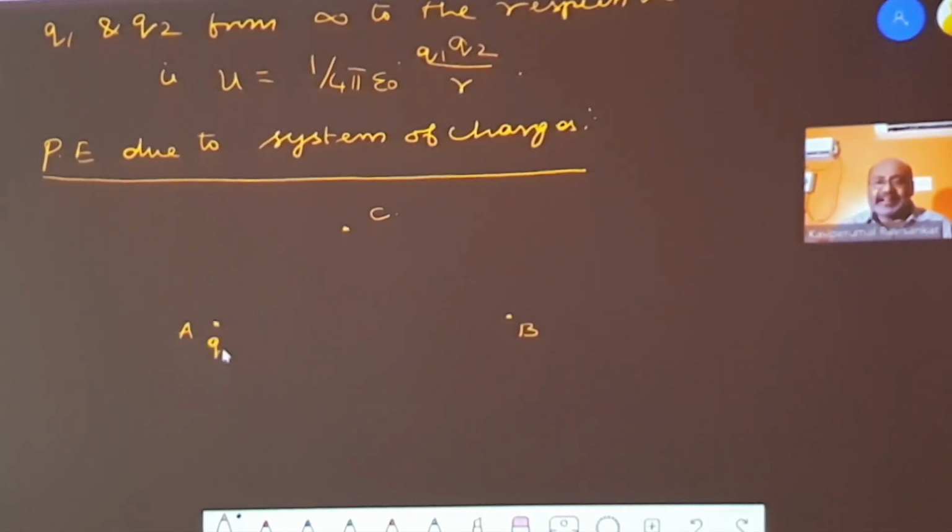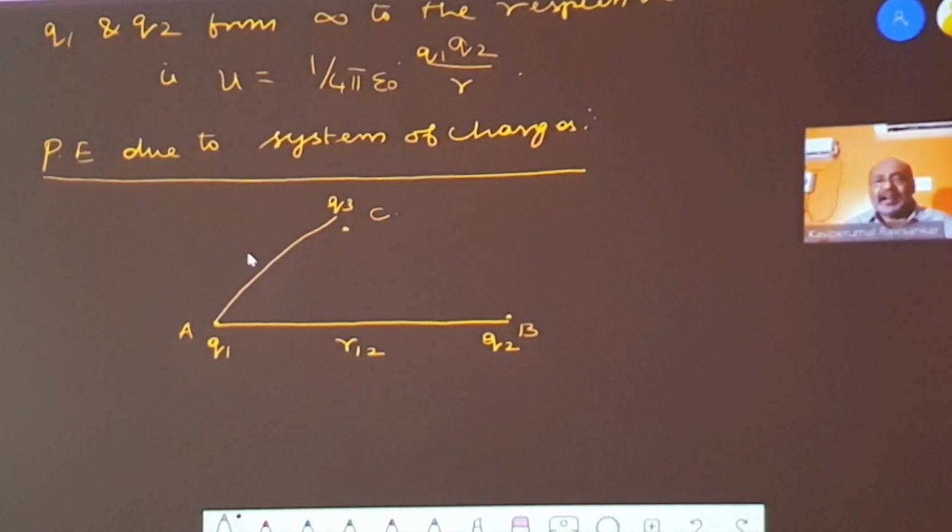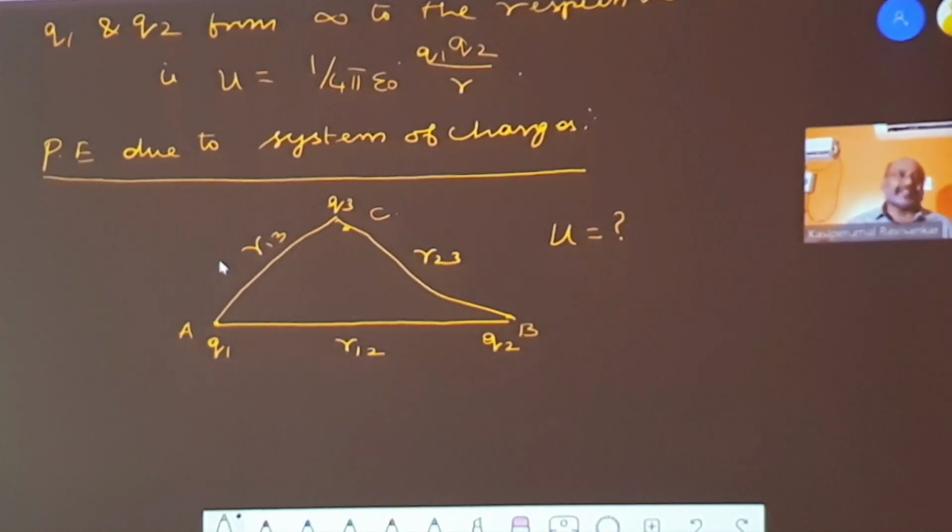At point A, there is a charge Q1. At point B there is a charge Q2 and at point C there is a charge Q3. In between A and B, let us consider the distance as R12. Between A and C, let us take the distance as R13. Between C and B, let us take the distance as R23. So a system of charges is being given. What is the total potential energy due to this system of charges?